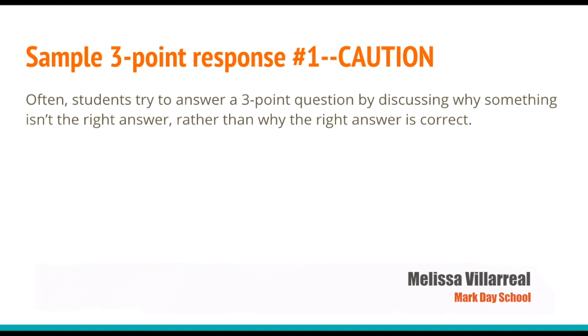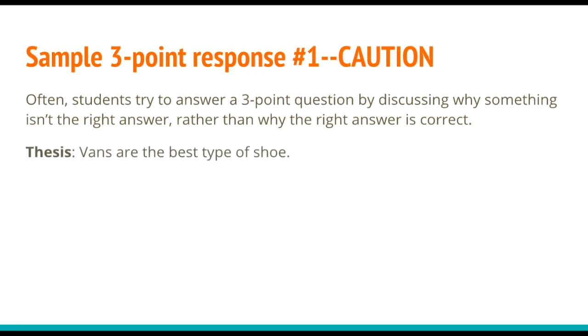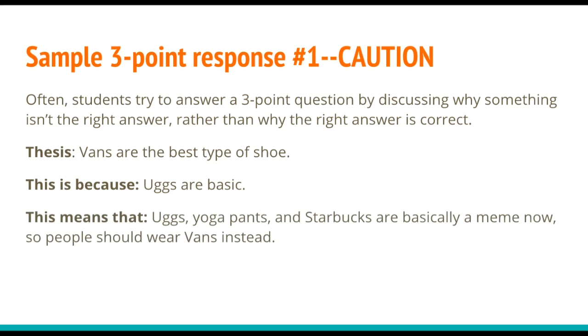I promise. I do want to give you a caution. Often students try to answer a 3-point question by discussing why something isn't the right answer rather than explaining why something else is the right answer. They go off on a tangent, right? So an example of that, if my thesis is that Vans are the best type of shoe, a tangent I might go off on is talking about why another type of shoe isn't the best type of shoe. For example, this is because Uggs are basic. This means that Uggs, yoga pants at Starbucks are basically a meme now, so people should just wear Vans instead.